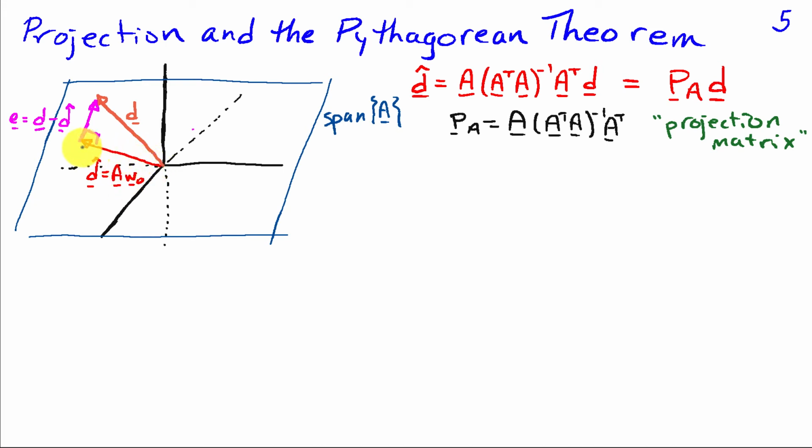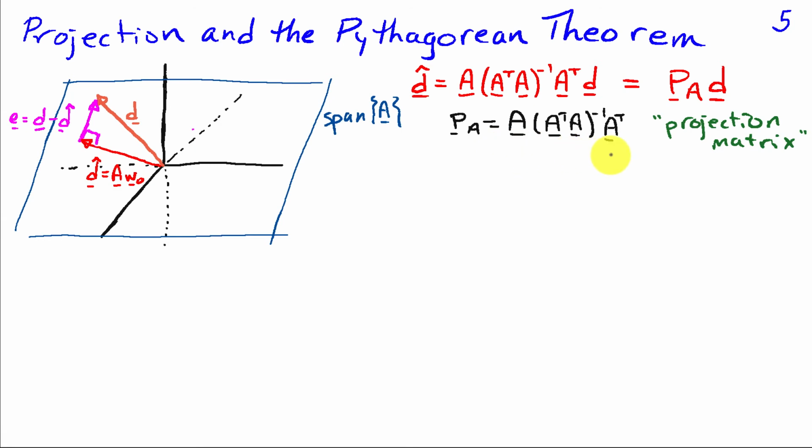That's going to be the vector that's in the plane, which is closest to d. The error has to be orthogonal to the plane. d hat can be written as A times the quantity A transpose A inverse times A transpose d. And this matrix, A times the quantity A transpose A inverse times A transpose, has shown up a number of times, and we're going to give that a special name. We're going to call that P sub A. So we're writing d hat as P sub A times d.